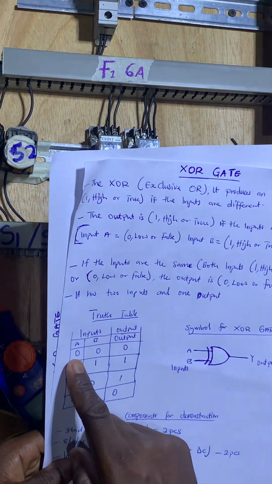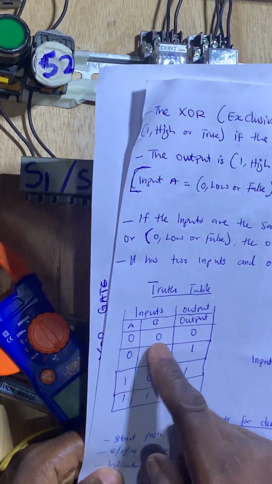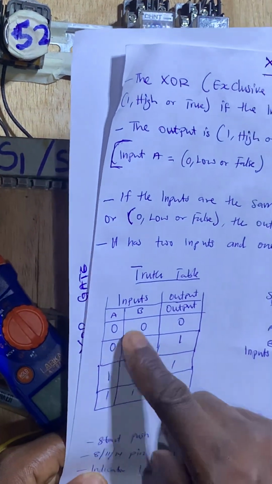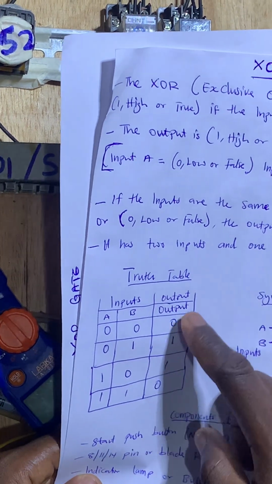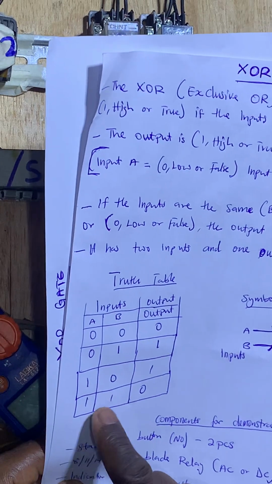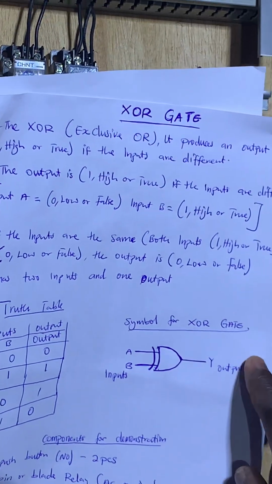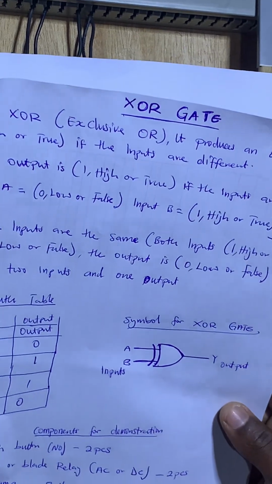If we have 2 inputs, A and B, and both inputs are 0, the output will be 0. If one of the inputs is 1, the output will be 1. The same thing applies here. But if the 2 inputs are 1, the output will be 0. This is the symbol of the XOR gate, which is the exclusive OR.